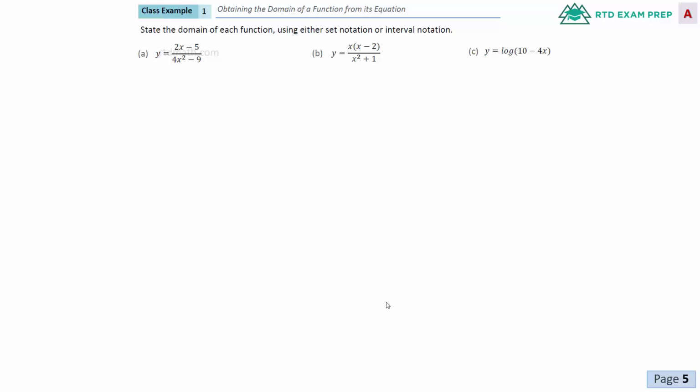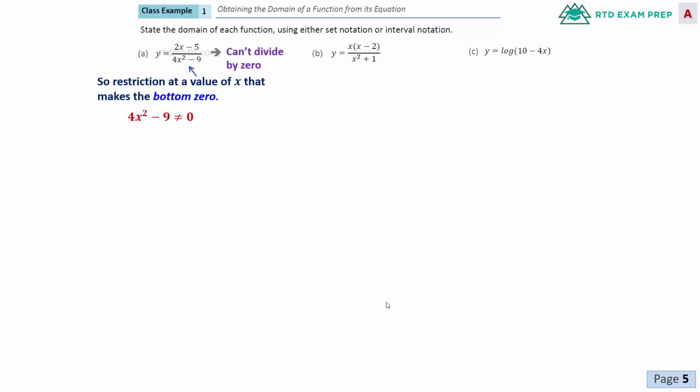Why don't you take a minute to pause the video and try examples A through F on your own. You're going to write the domain for each function, and you can do so in either set notation or interval notation. Remember, you need to be able to interpret both. Part A. There's no square root, there's no log, so our only possibility for a restriction is a division by 0. So our restrictions lie at values of x which make the denominator 0.